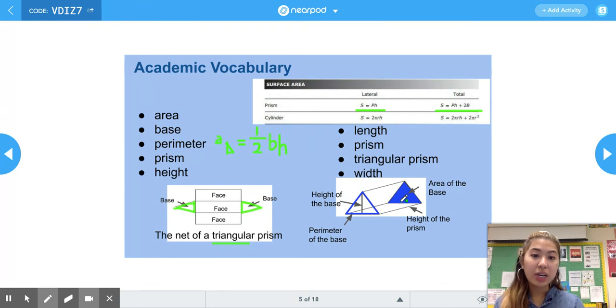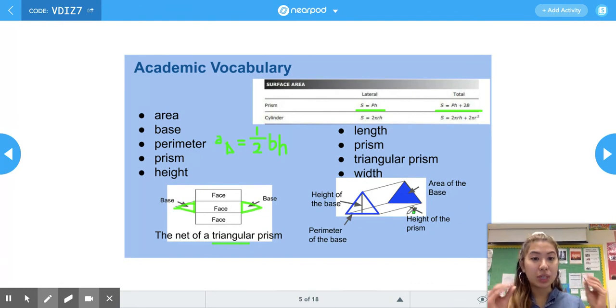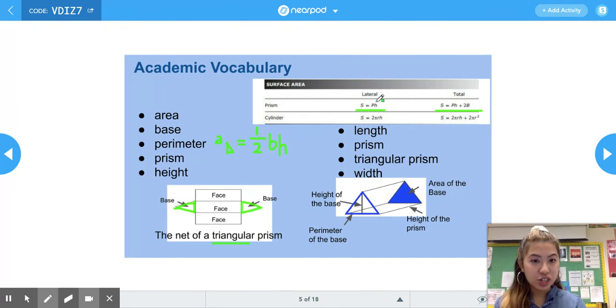And so this diagram right here points to the different aspects of the triangular prism. So we have the height of the base that we're going to need to use to find our area of the base. And then, of course, the perimeter of the base. And we have the height of the prism, which is separate. That's what our H is.